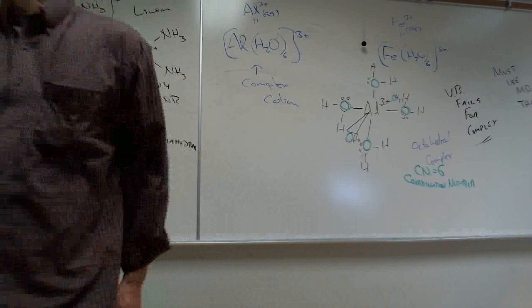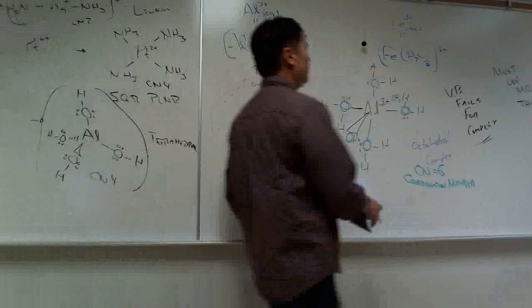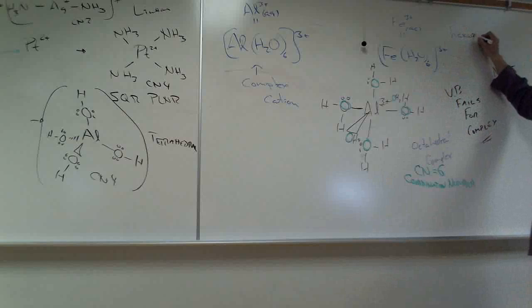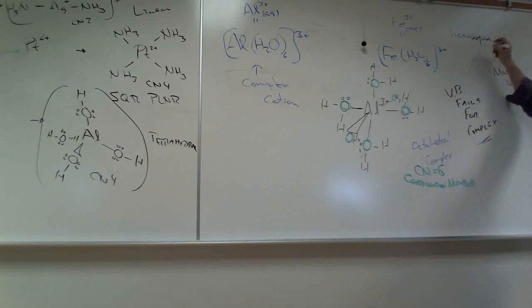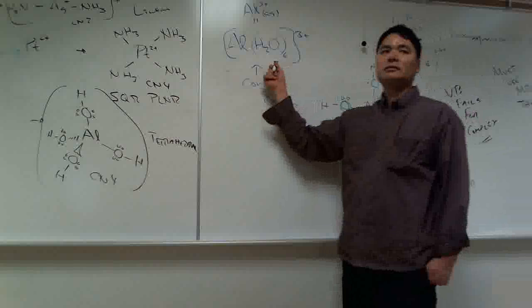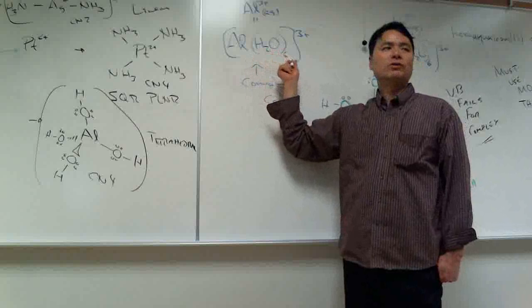All right, the next thing we want to do is start to name these things. And the names are kind of funny. Like this one, this is called hexaaqua, or hexa aqua. We might have a double vowel here, or we might eliminate it and just call it hexaqua. Well, this one's called hexaaqua iron 3 ion. You know what this one's called? Hexaaqua aluminum Roman numeral 3 ion.